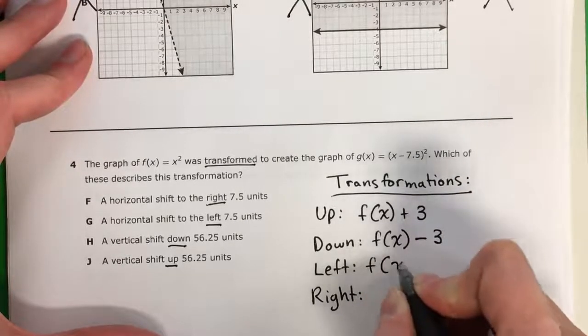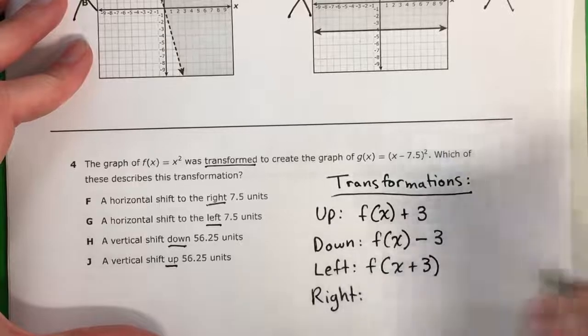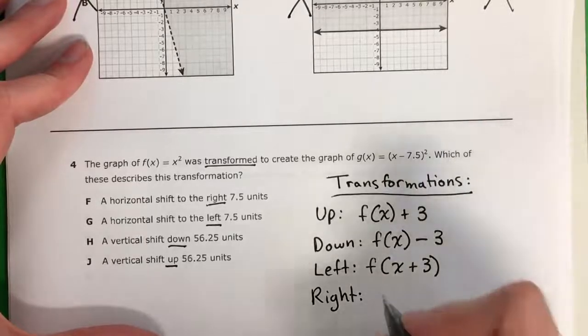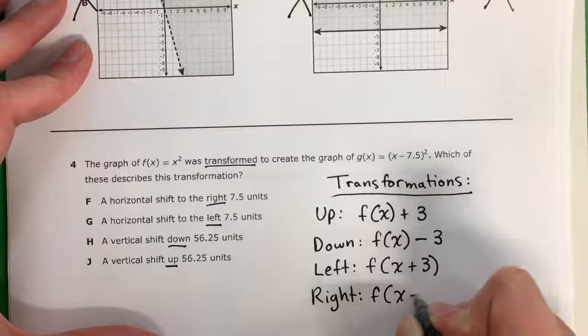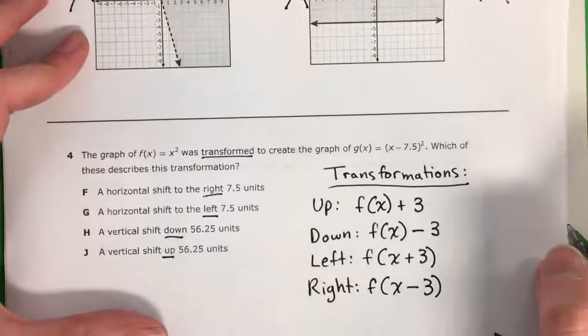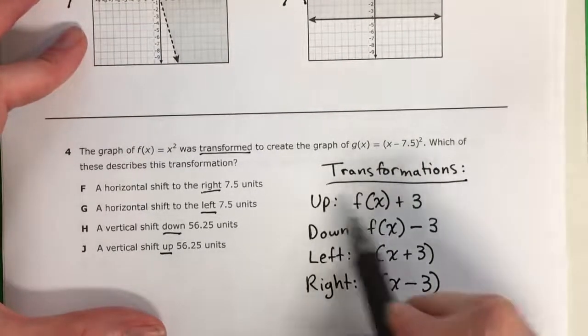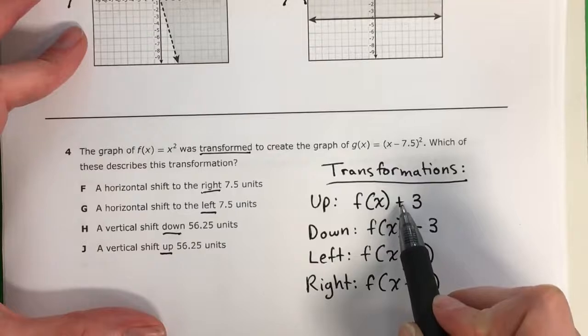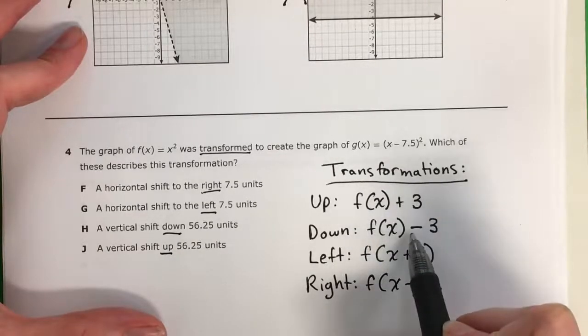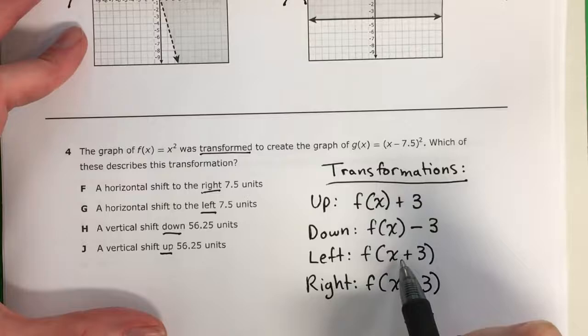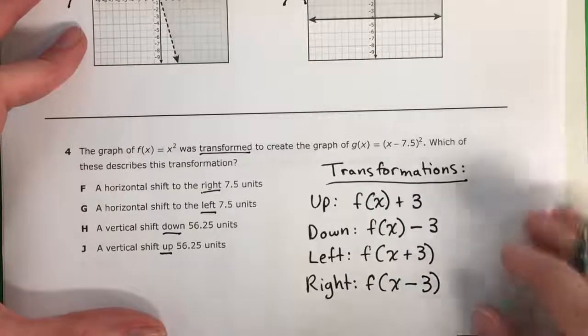Left, you should have a plus inside of the parenthesis. And right, you should have a minus inside of the parenthesis. So once again, up is plus outside, down is minus outside, left is plus inside, and right is minus inside.